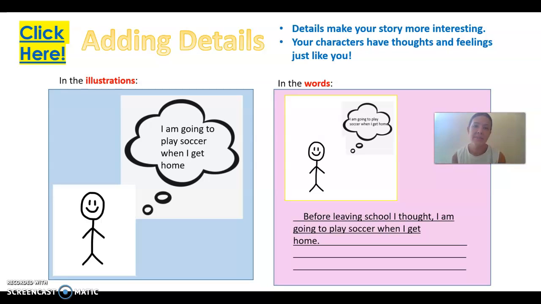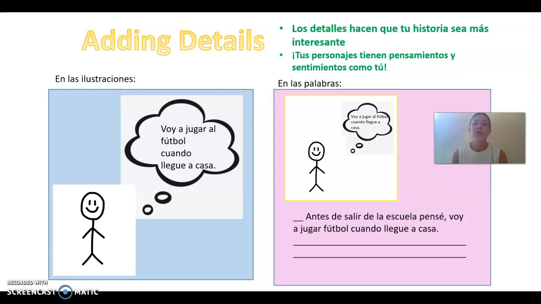Exactly how we would say something in real life is how we need to say it in our writing, because that makes it really interesting. When your reader, or whoever's reading your story, gets to know your character a little bit better, it makes the story more interesting to them. It makes them want to read your story.